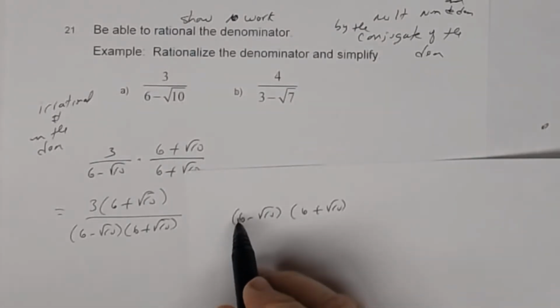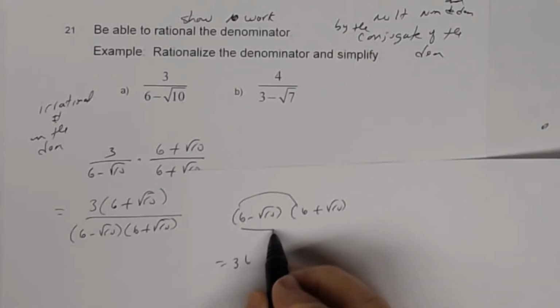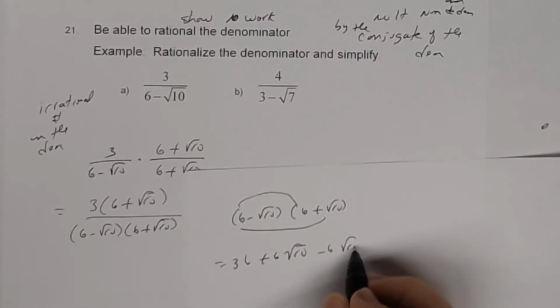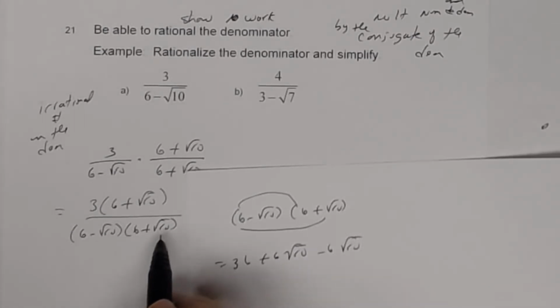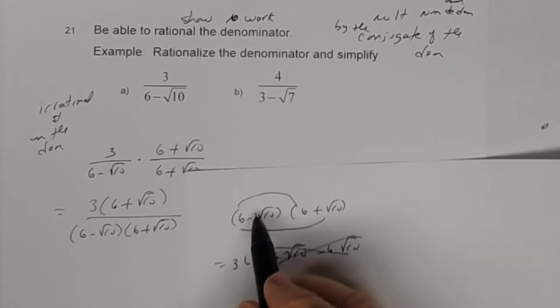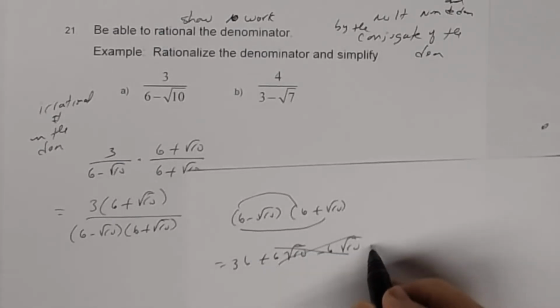You're going to FOIL. 6 times 6 is 36. The outer, you get 6 times the square root of 10. The inner, a negative square root of 10 times 6 is a negative 6 square root of 10. Whenever you multiply conjugates, the outer and the inner will always cancel out. Notice 6 square root of 10 and a negative 6 square root of 10 have to be 0. A negative square root of 10 times a positive square root of 10 is negative.